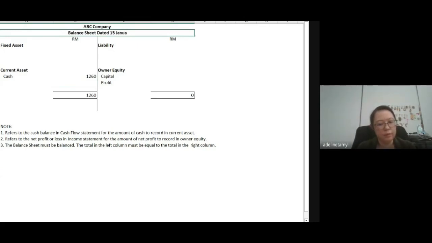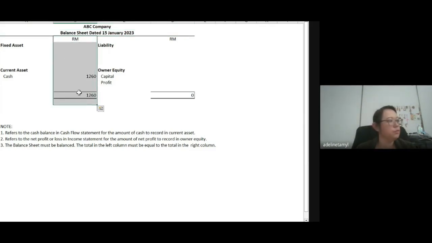15 January 2023. Take note, the date must be the same. The three account statements should be prepared on the same day. Okay, together. Three account statements prepared on the same day. So the total for asset is 1260.